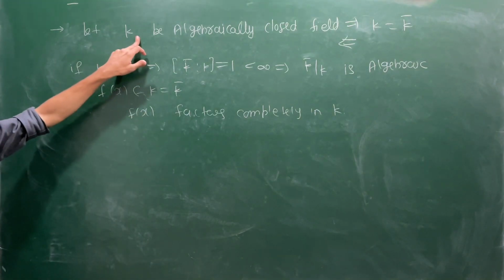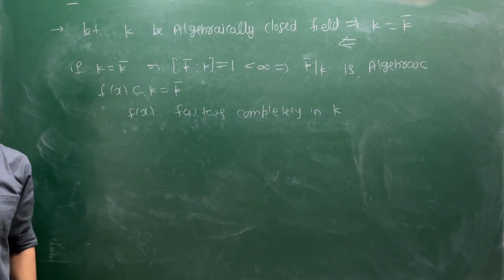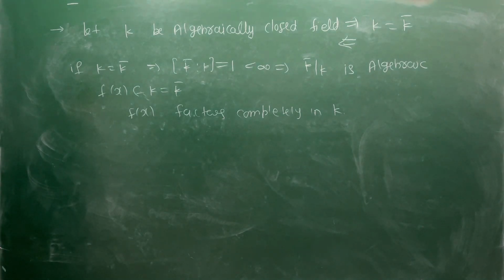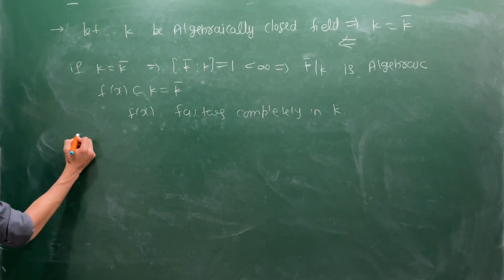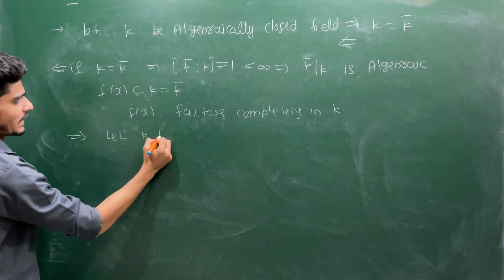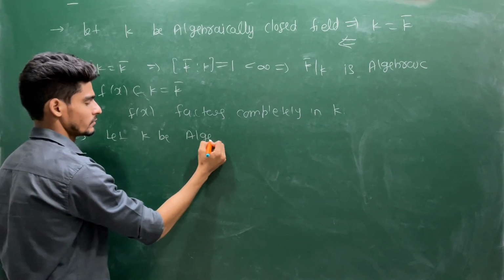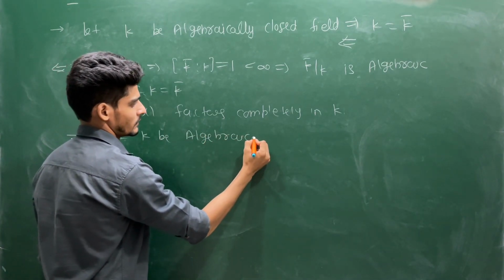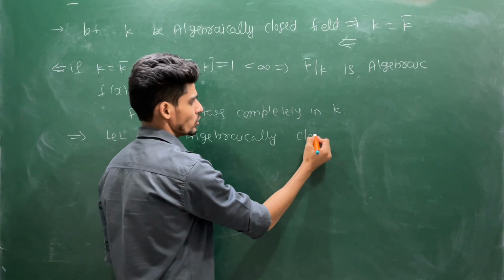But when k is an algebraically closed field, can you say k and k bar are the same? See, this side, let k be an algebraically closed field.